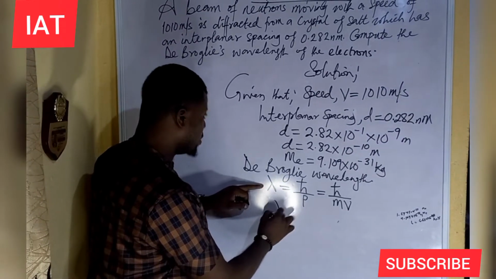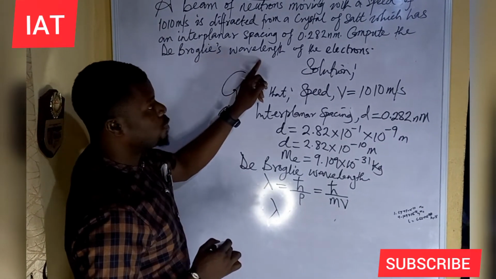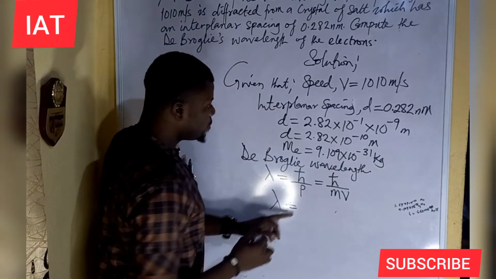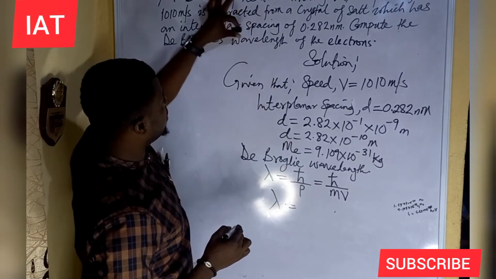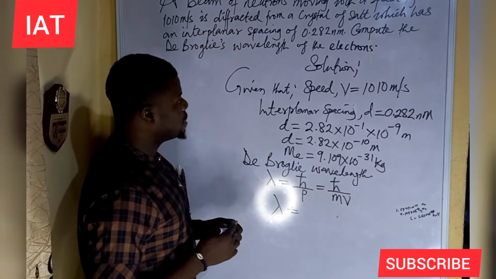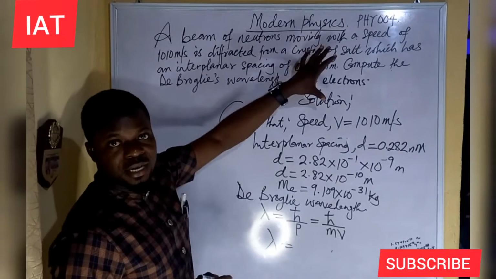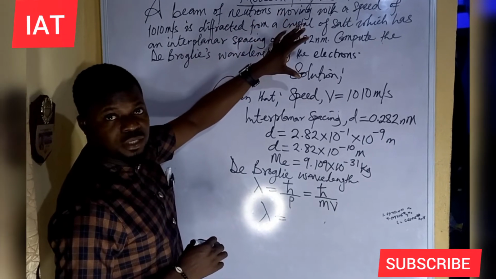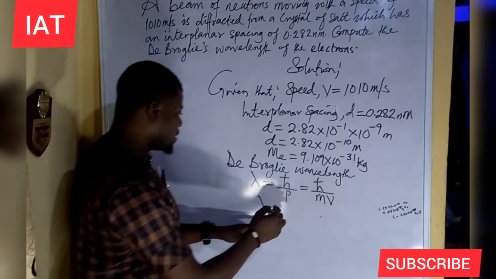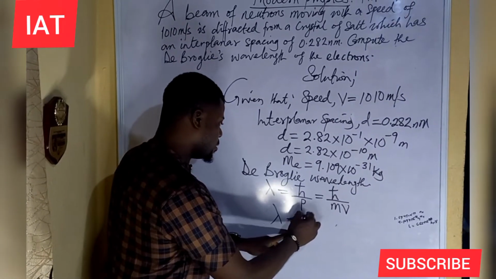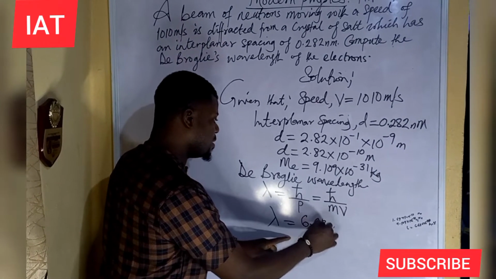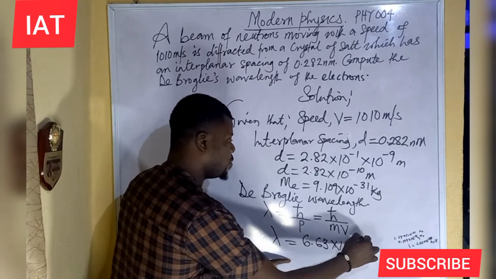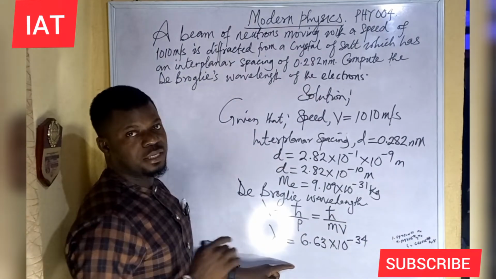So lambda now, which is the wavelength, the de Broglie wavelength we are looking for, will be equal to Planck's constant. Already in the expression, the Planck's constant is not given. So it is expected that you should by now know the value for Planck's constant and the unit in which it is measured. Planck's constant is approximately 6.63 times 10 to the power of minus 34. You can put it as joule per second as a unit.